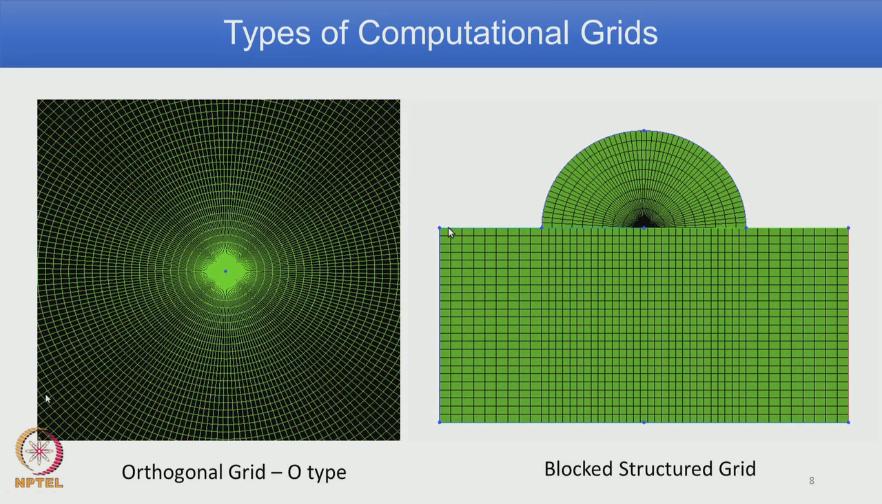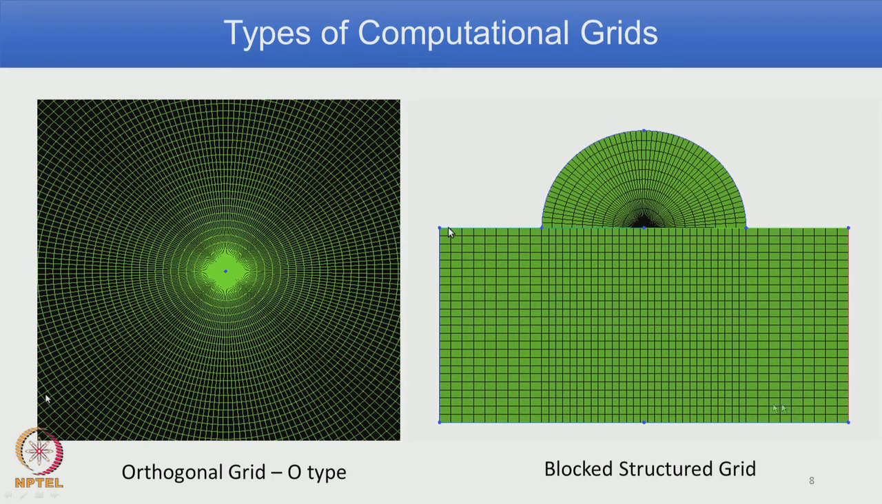And this is what is known as a blocked structured grid. As I mentioned before, you can divide the entire computational domain depending on the nature of the geometry or nature of the flow condition. You can divide the region, and for each region you can separately generate grid.